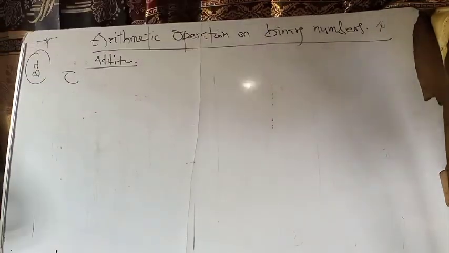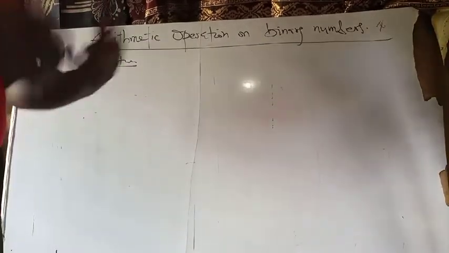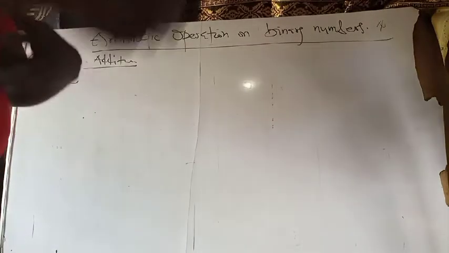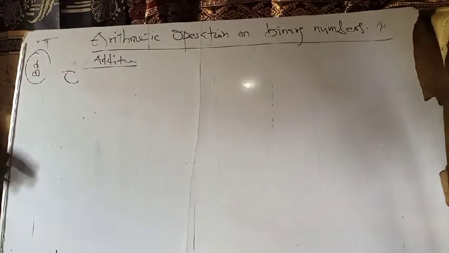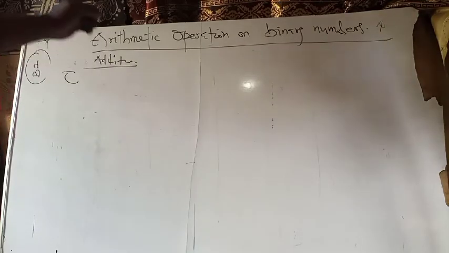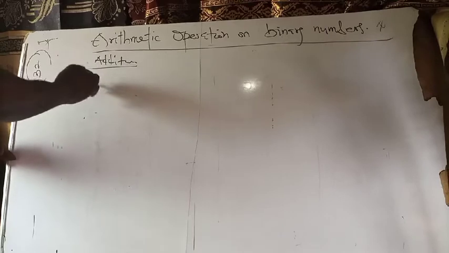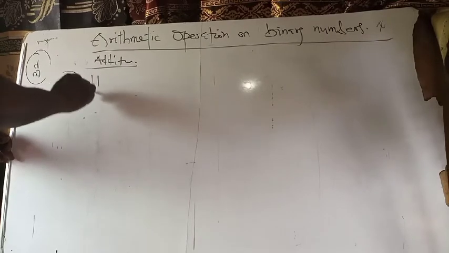Arithmetic operations on binary numbers. When we say arithmetic operation, it simply means addition, subtraction, division, and all those things that we know. So let us quickly start with the addition of binary numbers. Let's take this example: 11 plus 11.